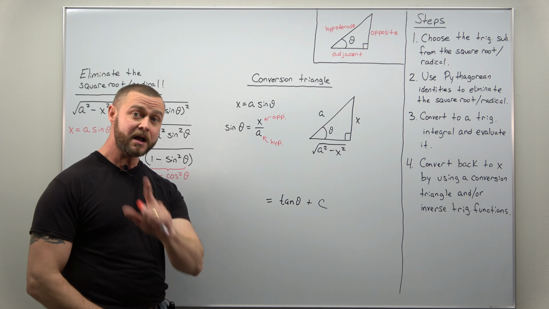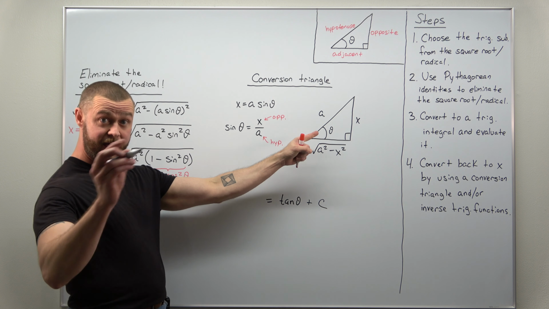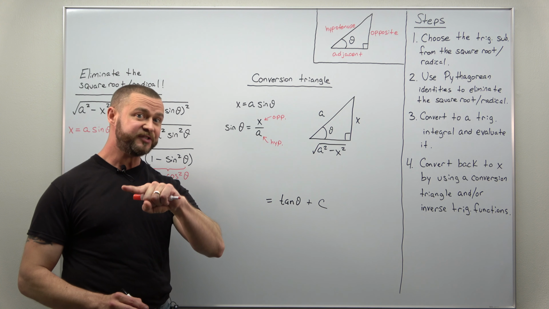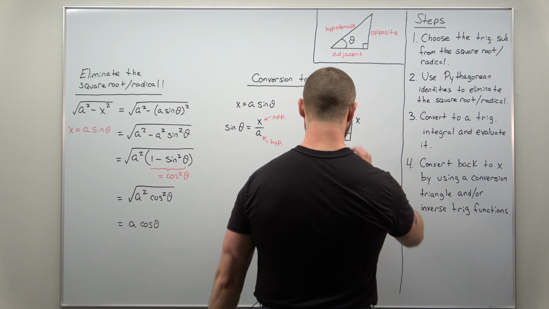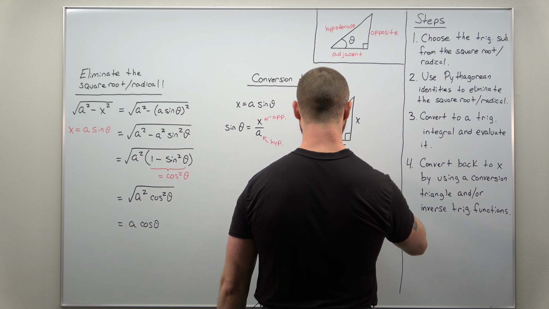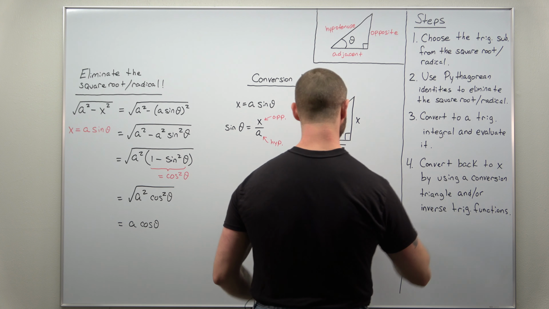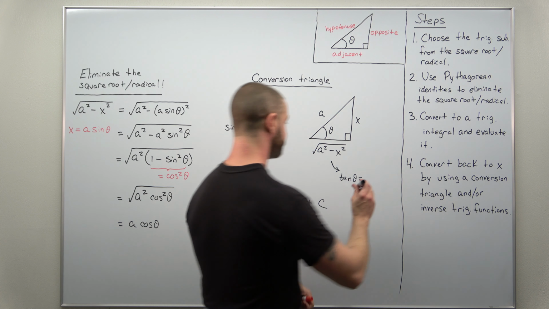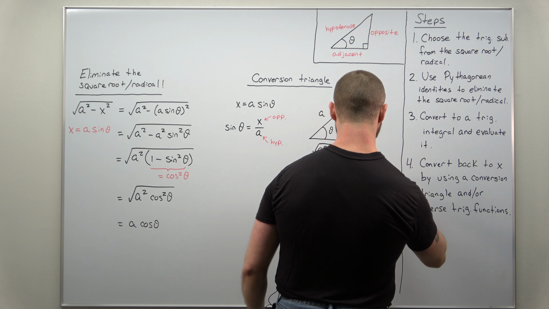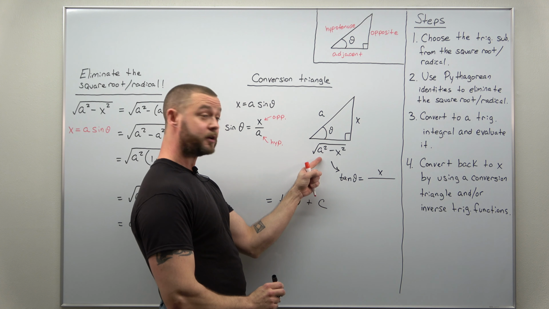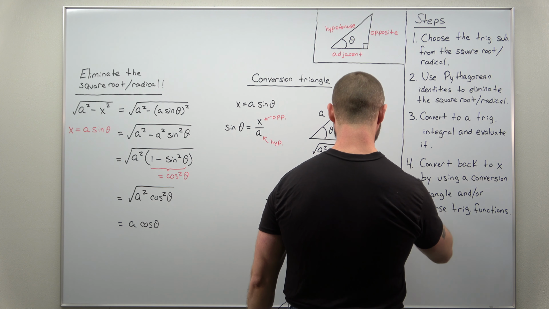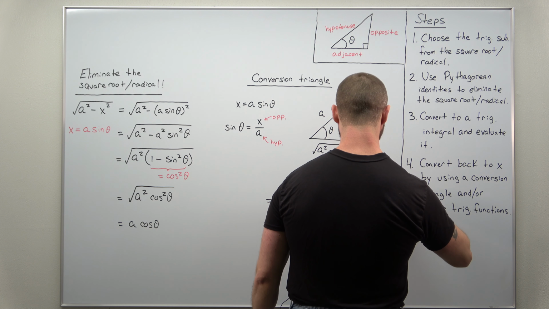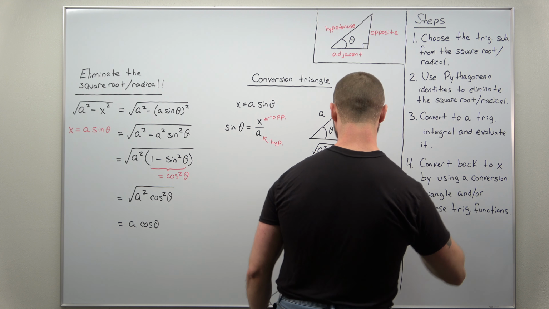Well, we can just rely on basic SOHCAHTOA and our conversion triangle. Tangent, that's going to be opposite over adjacent. So if you just use that from up here, for this conversion triangle, tangent of theta, that's going to be opposite x divided by the adjacent side, that square root expression. So we would get tangent of theta as x divided by the square root of a squared minus x squared.